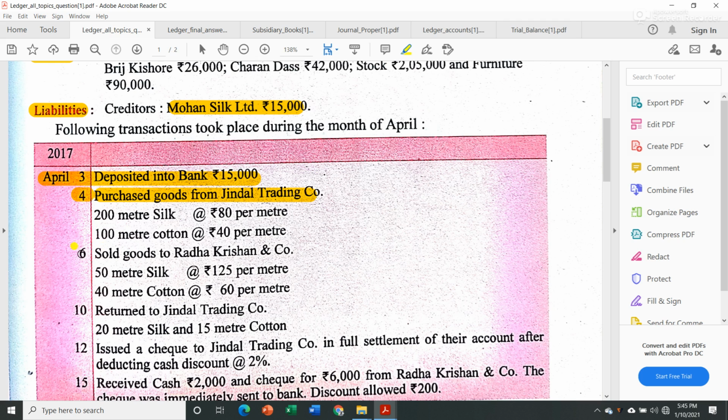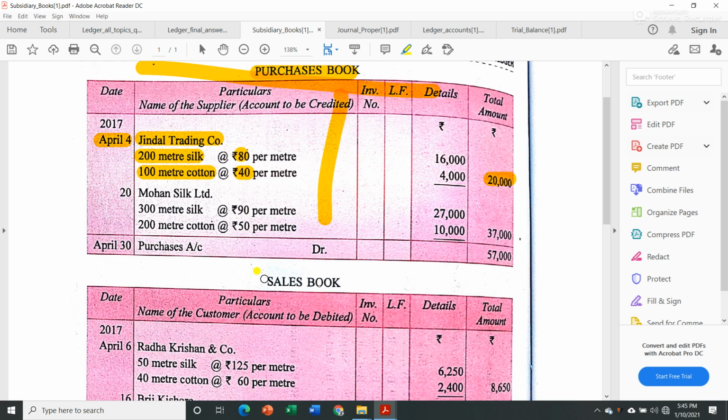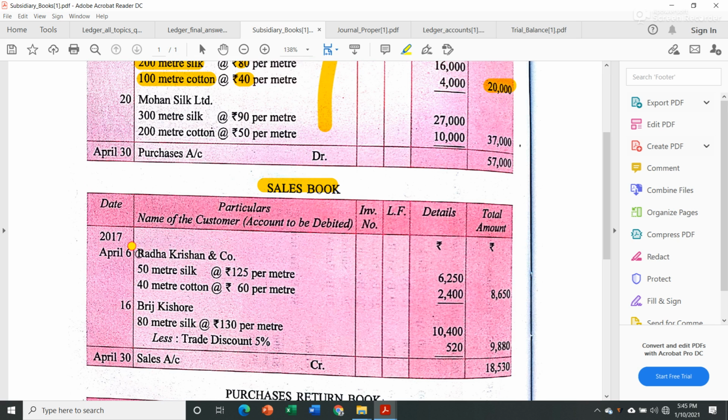The next transaction took place on 6th April. Sold goods to Radhakrishnan and Company, 50 meter silk, 40 meter cotton. So it is a credit sale, so we have to prepare sales book. Now here is our sales book. In here we will write Radhakrishnan and Company, and when we sold goods worth rupees 6,250 plus 2,400, that is altogether 8,650. We don't have any trade discount or cash discount.